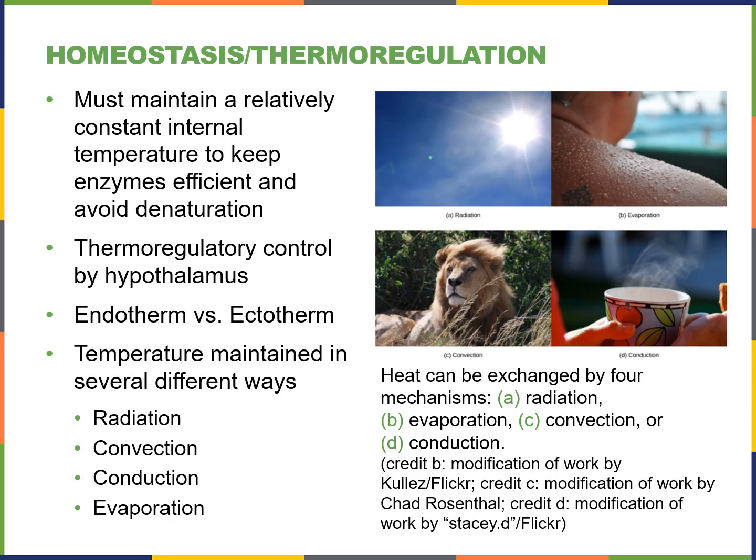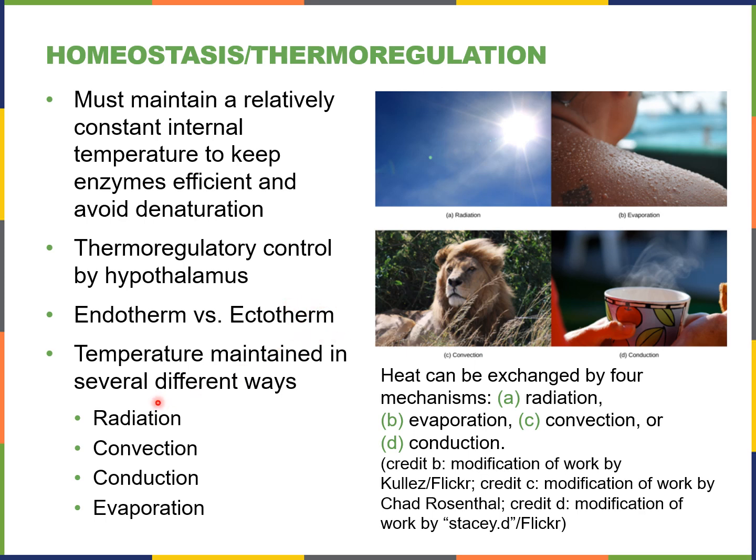Again, we've got to maintain a relatively constant internal temperature to keep our enzymes efficient and avoid denaturation. We talked a little bit about enzymes already, that they kind of have to be in their happy place, right? They've got to have the right enzymes working for the right things. And we want to avoid denaturation, which is where our proteins are essentially falling apart, usually when it gets too hot. So our hypothalamus is what is responsible for thermoregulatory control. And we see that it does differ between endotherms and ectotherms, because our endotherms are warm-blooded versus our ectotherms, cold-blooded, that are more affected by the environment that they're in.